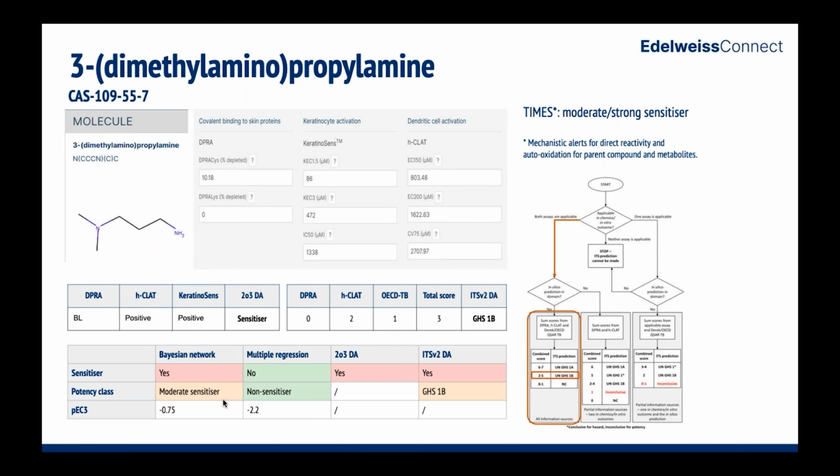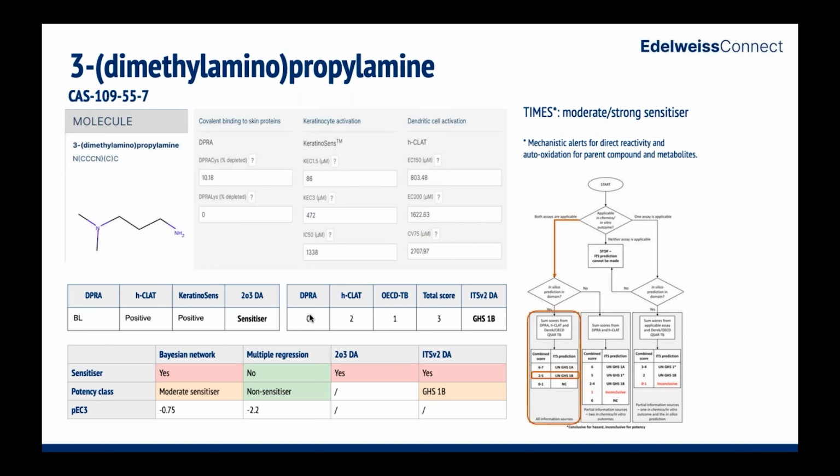This is the next example, which is 3-dimethylamino propylamine. And here, all different approaches predicted this compound as sensitizer except for multiple regression. Here the DPRA was within the borderline following TG497 guideline. It was positive for HCLAT and it was positive for keratosense. So following 2 out of 3 defined approach, it was easy. It was predicted as sensitizer.